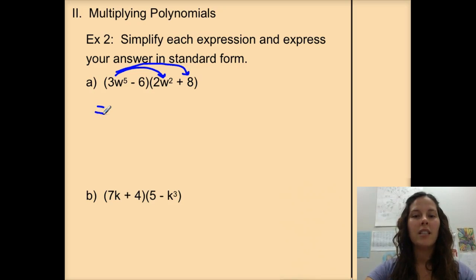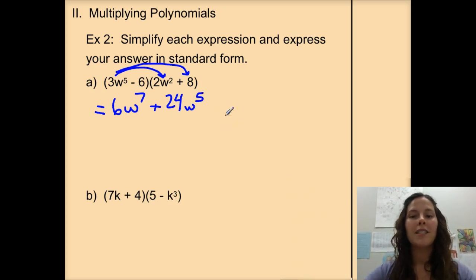Our 3 times 2 gives us 6. W to the fifth times w squared, we'll add those powers. And then the 3 times 8 gives us a 24. W to the fifth. Once we're done distributing the first term, we do the exact same thing with the second term, and we distribute it to everything in the second set of parentheses. So negative 6 times 2 gives us a negative 12 w squared. And the negative 6 times 8 gives us a negative 48.